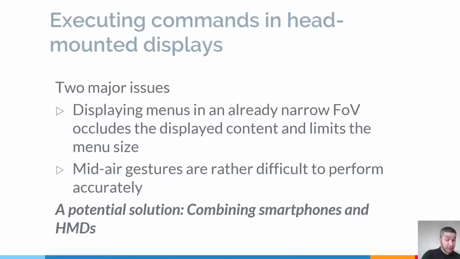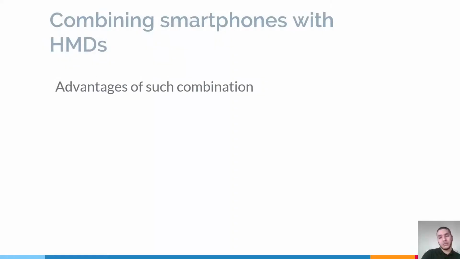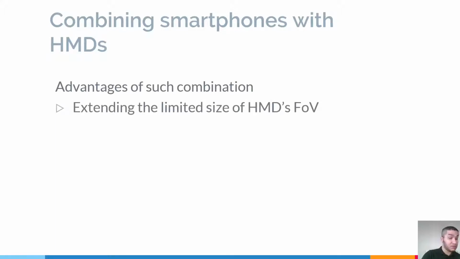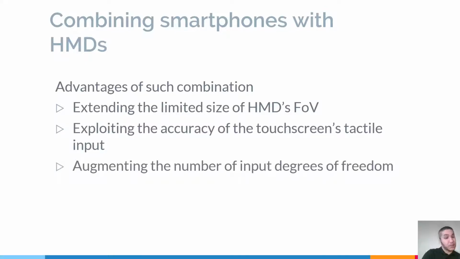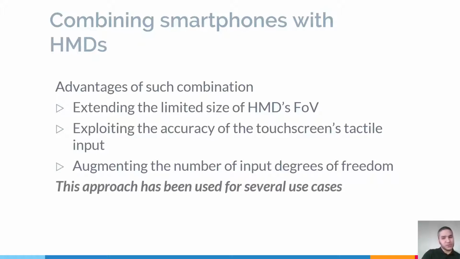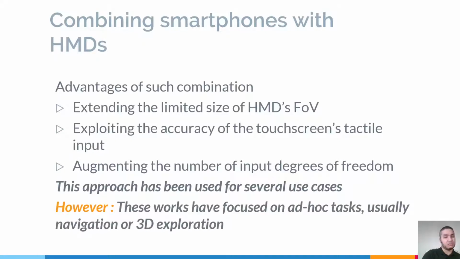A potential alternative to this approach would be combining smartphones and head-mounted displays to improve this process. This approach presents several advantages, such as extending the head-mounted display's limited field of view. It also exploits the accuracy of the smartphone's tactile input, and perhaps more importantly, it augments the number of degrees of freedom. This usually means a bigger interaction vocabulary. This approach has been used for several use cases. However, these use cases focus mainly on ad hoc tasks, so usually navigation or 3D exploration.